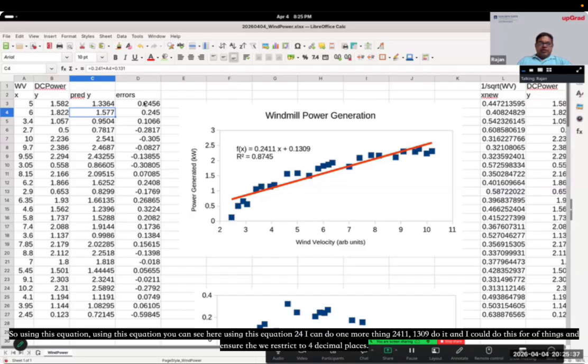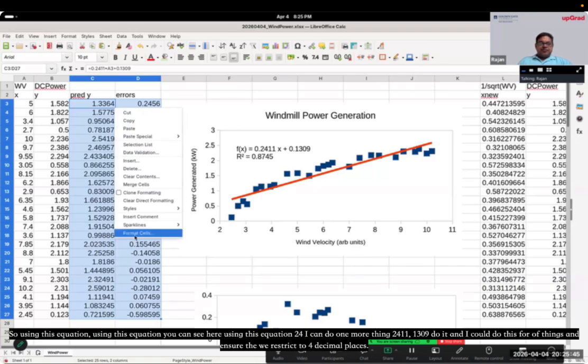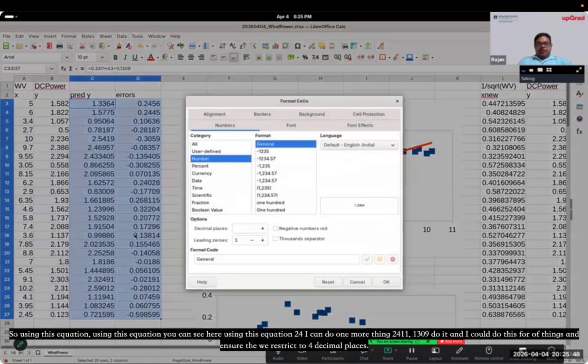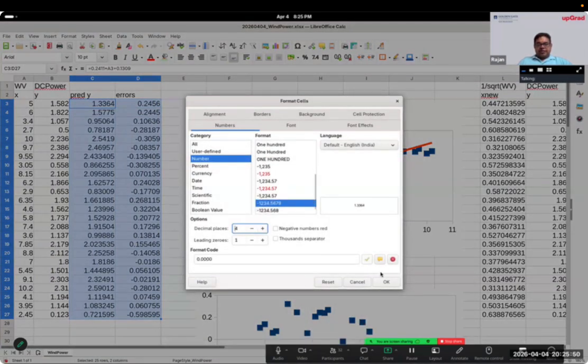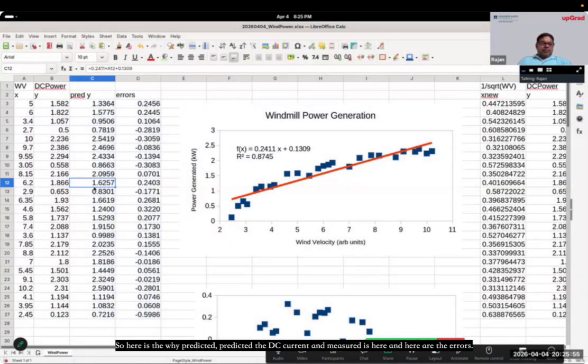Odds is defined as probability of success over probability of failure. When P is 1, then odds is infinity. So here's the Y predicted, odds infinity, predicted. Everything is there. DC current measured is here.